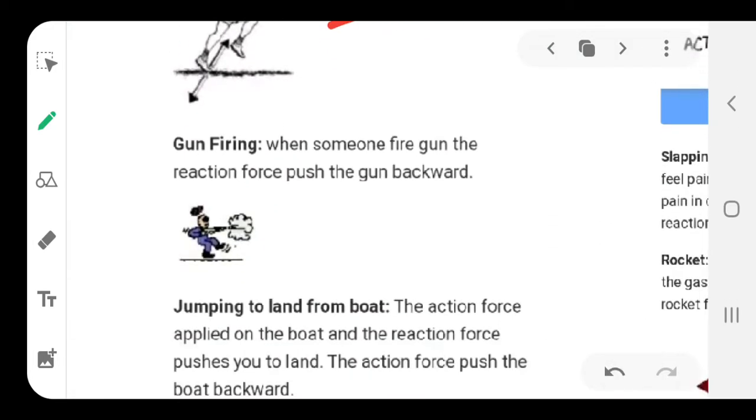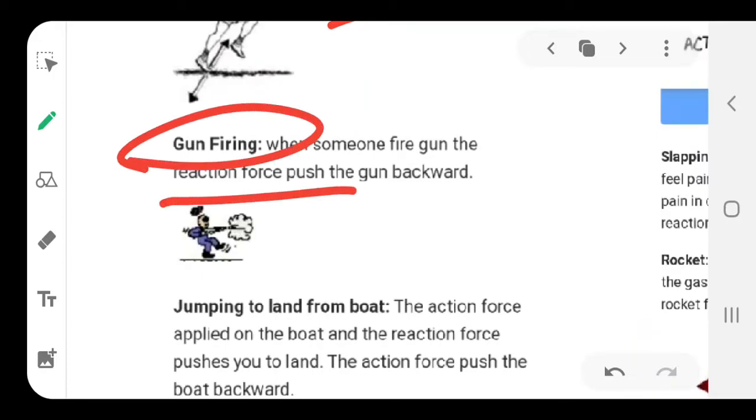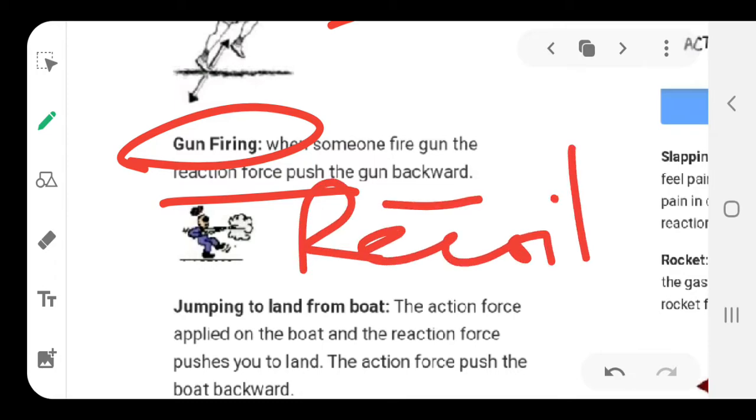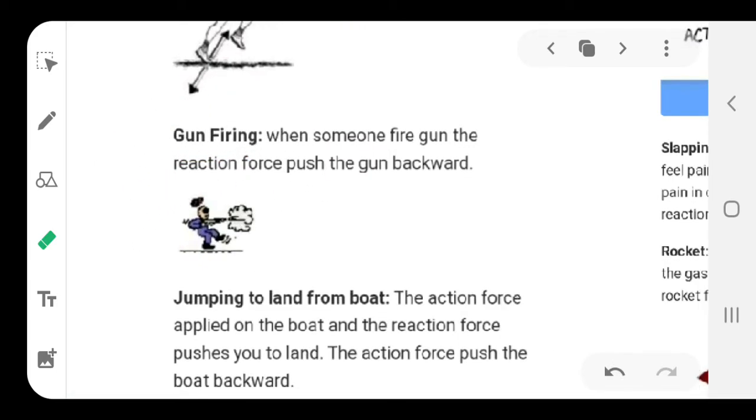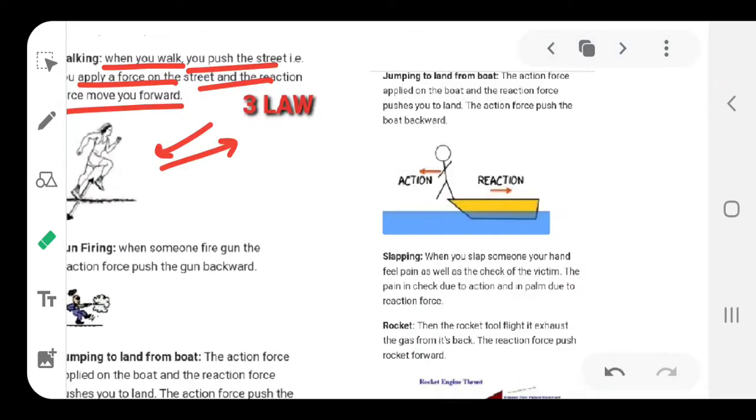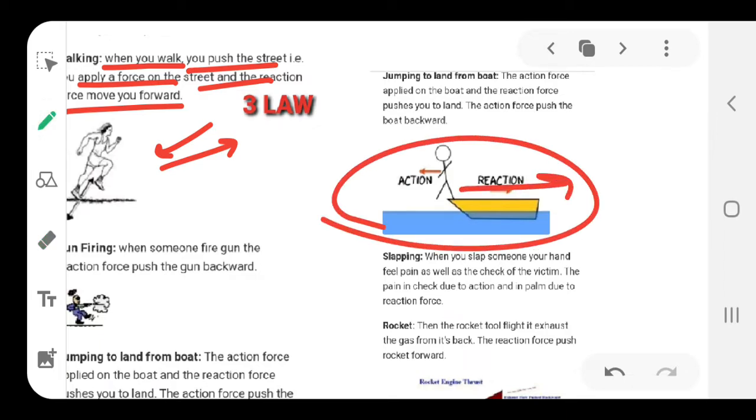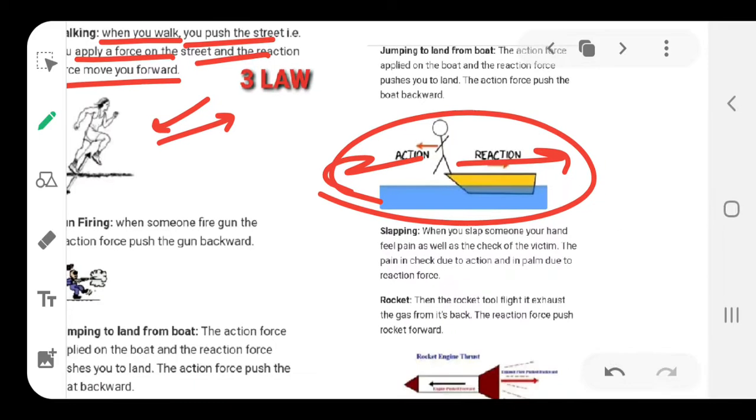And this is one example called recoiling of a gun, or gun firing. What happens is that when someone fires the gun, the reaction force pushes the gun backward, which we call recoiling. We will read about it further, that when you fire a gun you also get a reactive force in the opposite direction. Then similarly when you jump to land from the boat, I have just told you the explanation. You can see the action and the reaction in both cases.